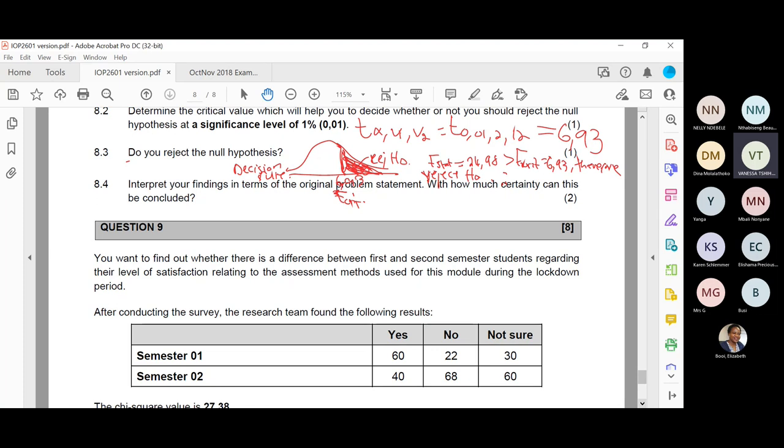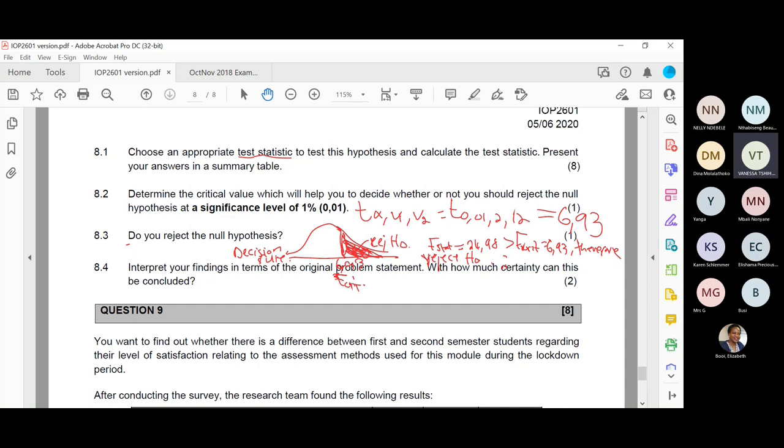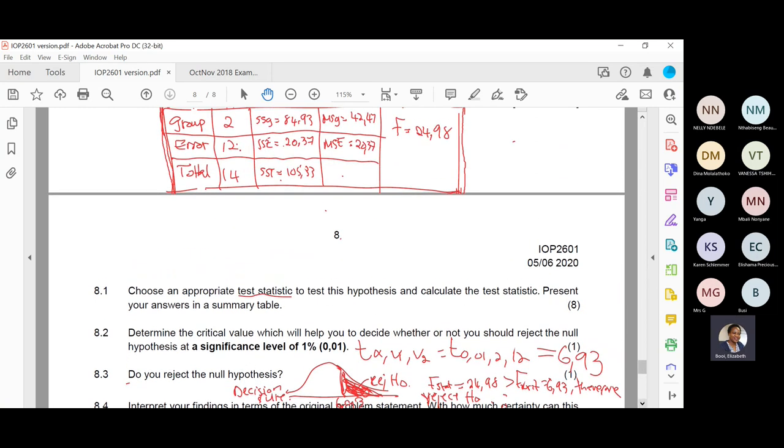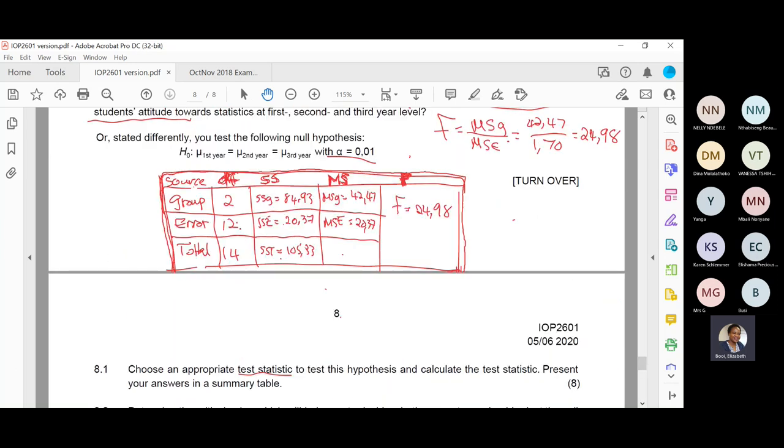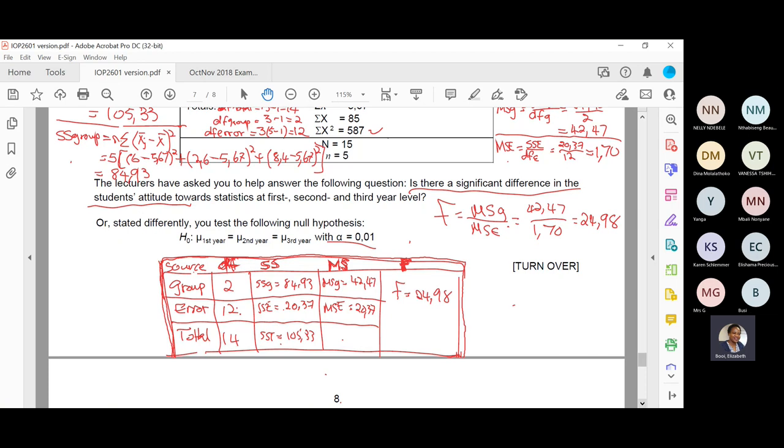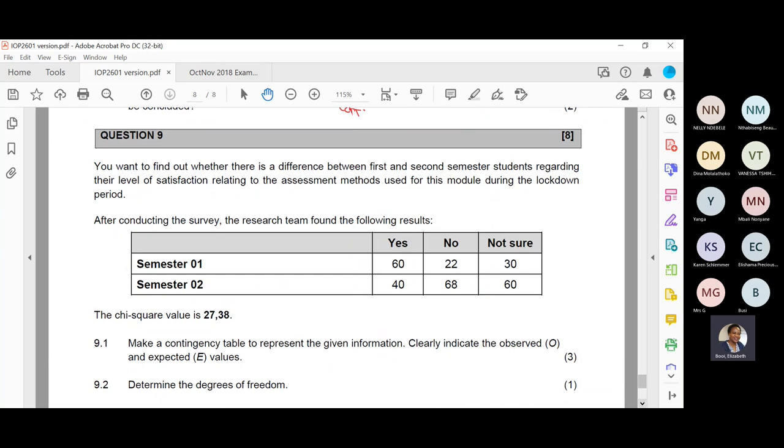Okay, Mina said there is a significant difference in the students' attitude towards statistics. Then she said this can be concluded with 99% certainty. Thank you very much. That's how you conclude. You don't even have to put the 99% certainty in front. You can also include it at the end. And you said it perfectly, because there is a significant difference between the students' attitude towards their first, second, and third year level. Okay, that is question number 8. Let's move on to question number 9. We are almost done.